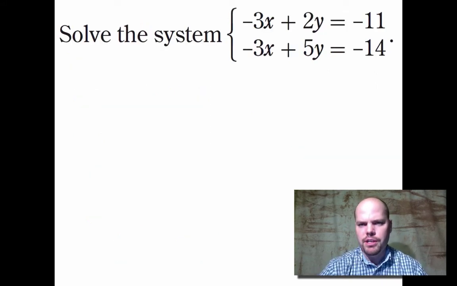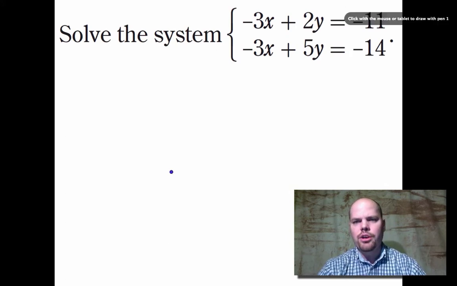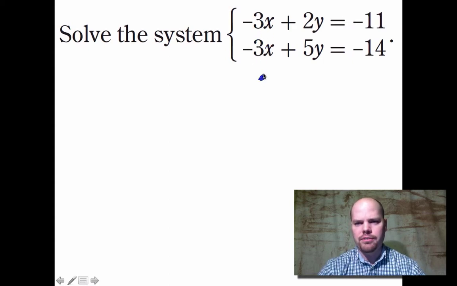All right. Solve this system: negative 3x plus 2y equals negative 11, and negative 3x plus 5y equals negative 14. In this case, if we add these together, we're not going to get anything to cancel. So we're looking for opposites. We don't have opposites, so we either need to subtract or add the opposite of this equation.